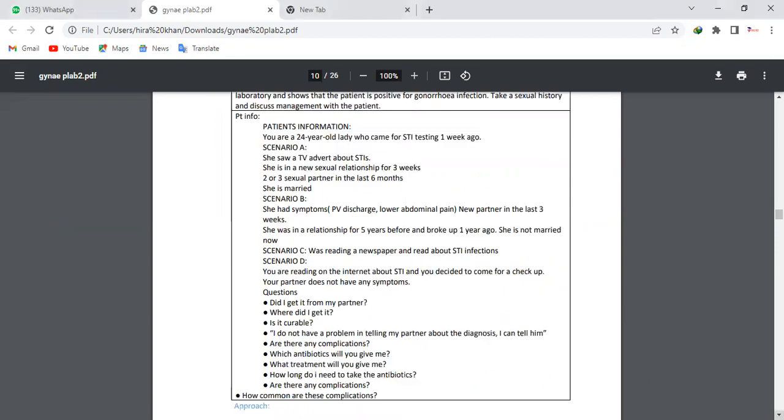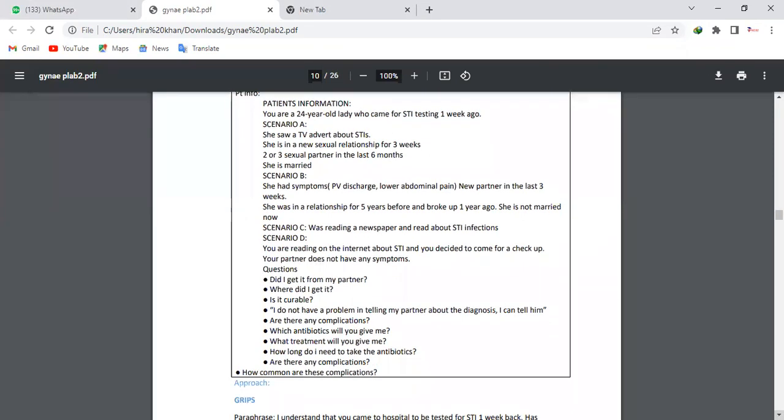Okay. Now there are two scenarios that can come. One is, she saw a TV advertisement about STI. She's in a new sexual relationship for 3 weeks and has had 2-3 sexual partners in the last 6 months. She is married. Now, scenario B is, she had these symptoms. New partner in the last 3 weeks. She was in a relationship for 5 years before and broke up 1 year ago. She's not married now. It can present in a different way.